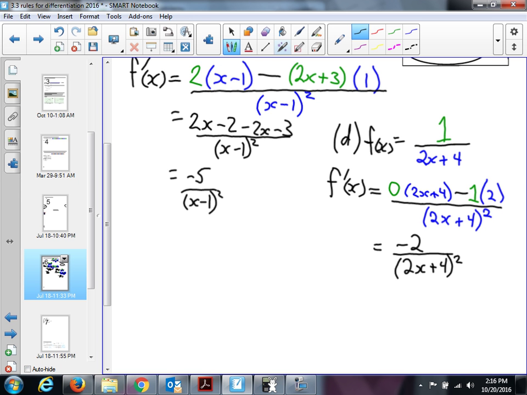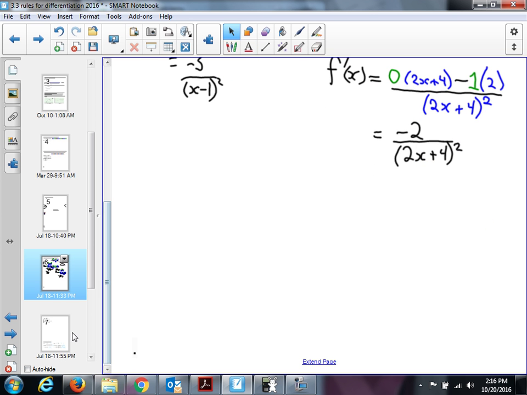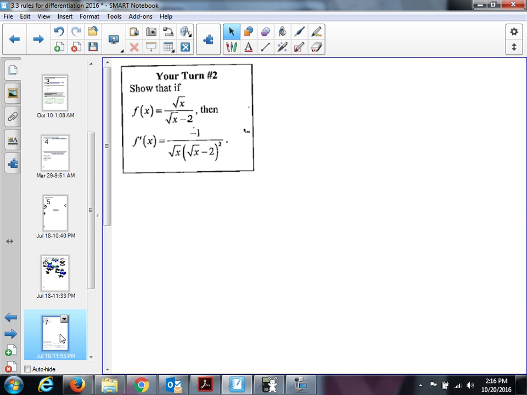That'll be fine. You could factor out the 2 in the 2x plus 4, square it, bring it out, and so on. I'll leave it at this, though. There's a little more you could do, but that's just fine. Your turn.